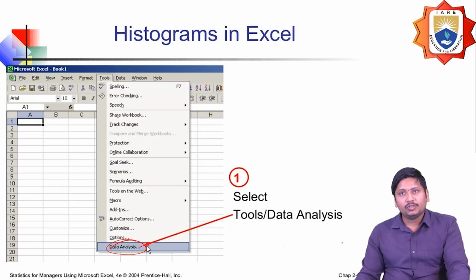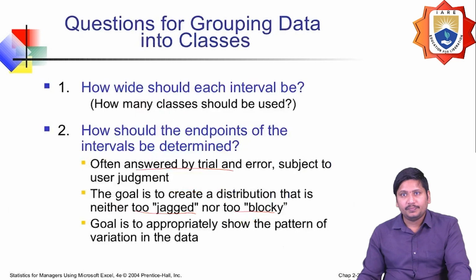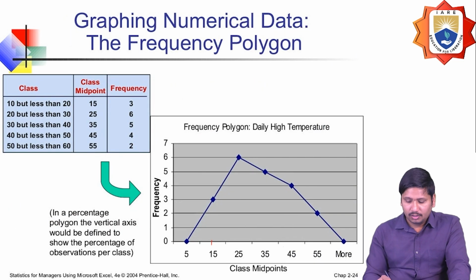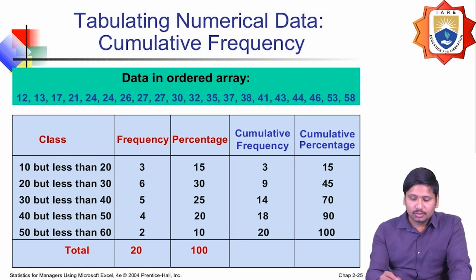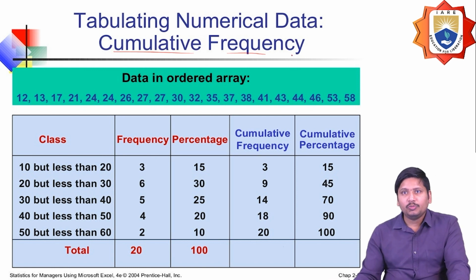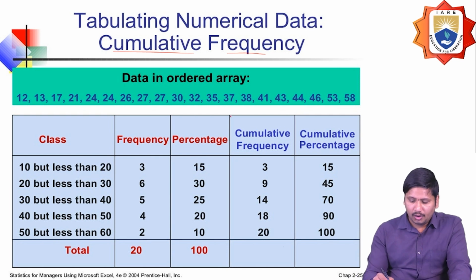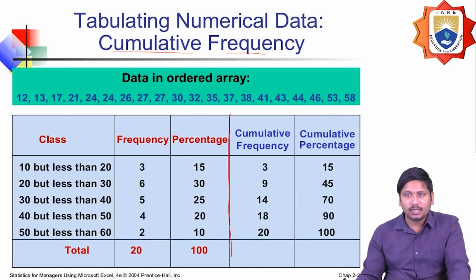So once the histogram is constructed, that is the way. This is the graph I can obtain from the previous example. Next, we are going to tabulate the numerical data through cumulative frequency. Up to now, I have found the frequency and percentage. Then how can I find the cumulative frequency and cumulative percentage?